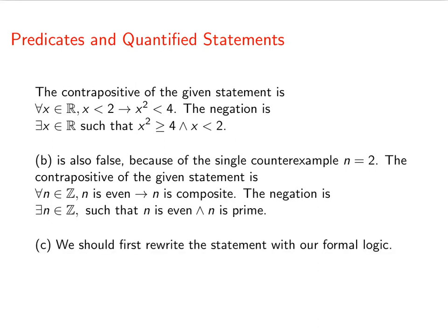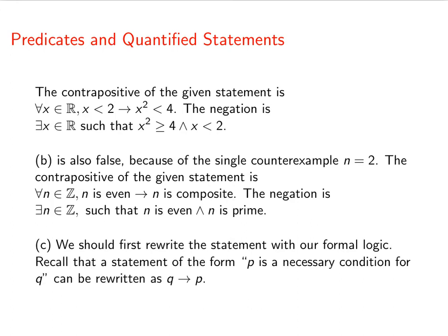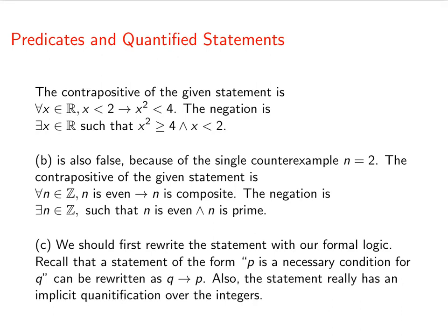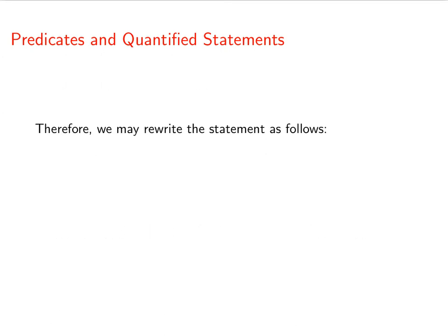All right, part C, let's rewrite the statement with our formal logic. Now remember that when we have the statement of the form P is a necessary condition for Q, that can be rewritten as Q implies P. Furthermore, the statement as it's written has an implicit quantification over the integers. So let's rewrite the statement that we were given as follows. For all n in the integers, 12 divides n implies 4 divides n.